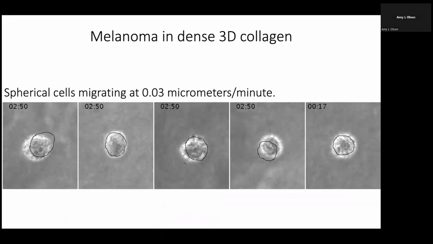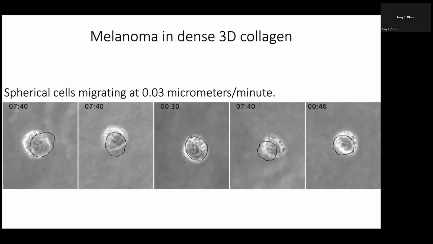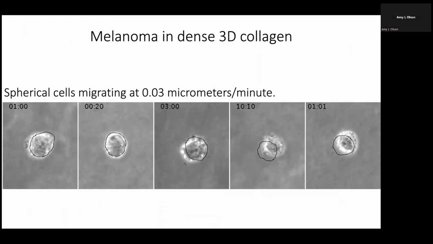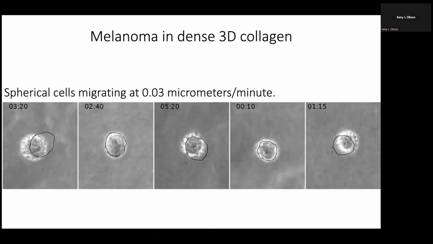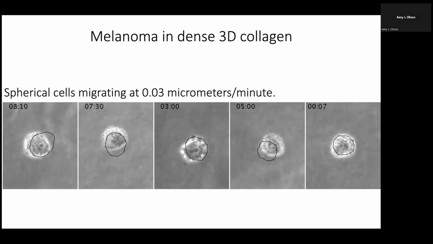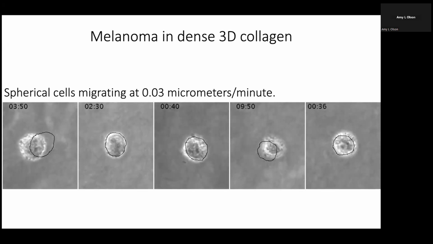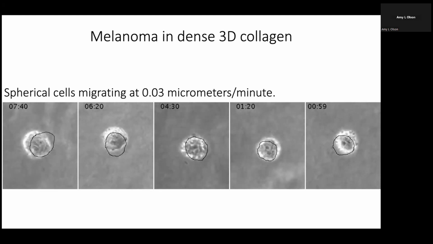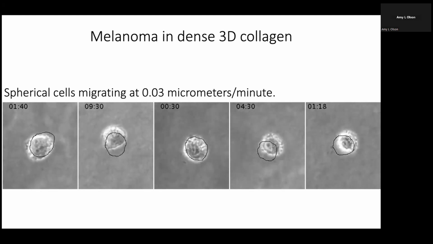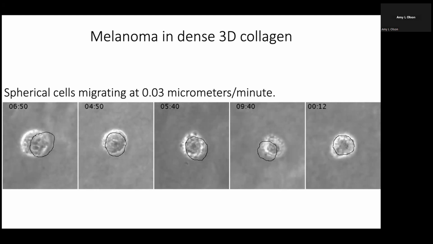So we put these cells in 3D collagen, and this collagen is very dense. These cells cannot possibly get through this collagen without changing their shape because the collagen is so dense, and yet they are getting through the collagen, okay? So how does a large sphere essentially fit through a very small hole?